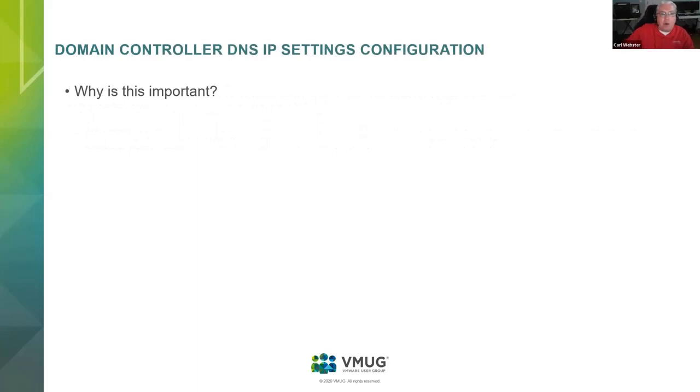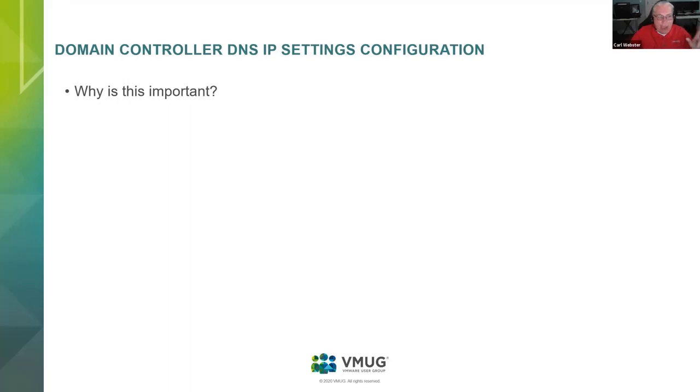All right, domain controller DNS IP setting configuration. Why is this important? Well, remember when I told you about the second AD migration I worked on? Their DNS was so misconfigured that it actually depended upon which domain controller I was pointing to for DNS as to what name I received from DNS.